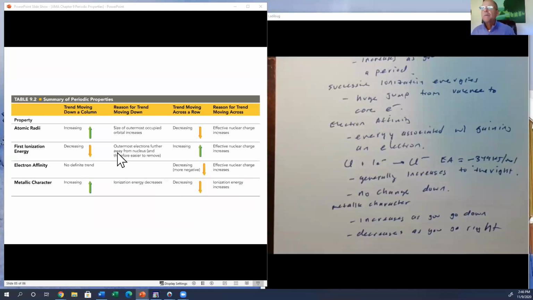All right, this table in your book summarizes all these different properties, and these are the trends that I want you to know for the exam: radii, first ionization energy, electron affinity, and metallic character. Any questions on those? Is that clear?